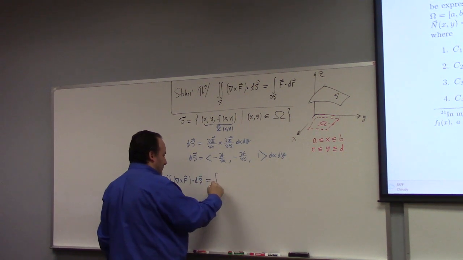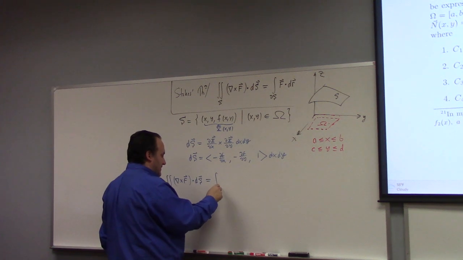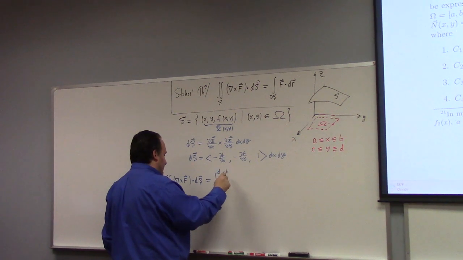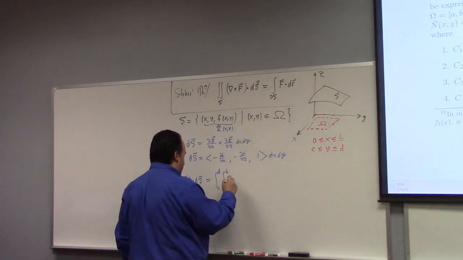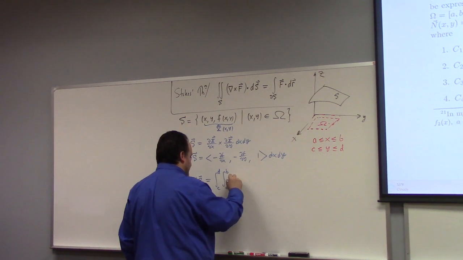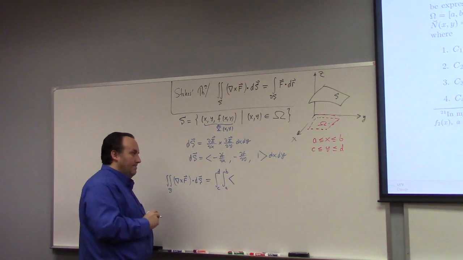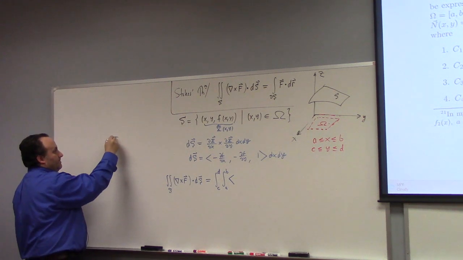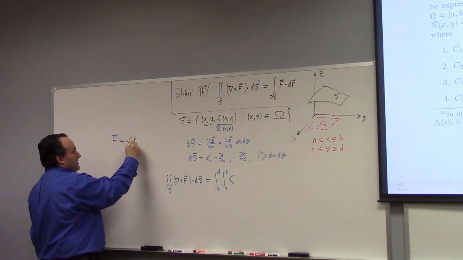So what are we integrating? I guess the xy integration is easy enough, right? So if I do the double integral, c to d, integral a to b, what's the formula for the curl? So here we'll let F equal to PQR.